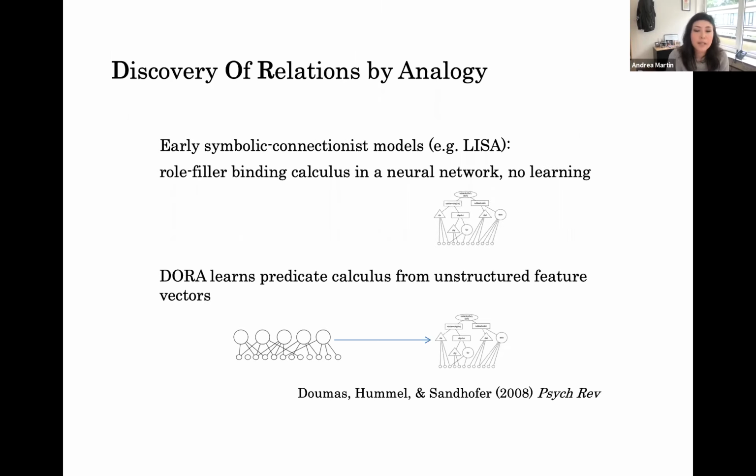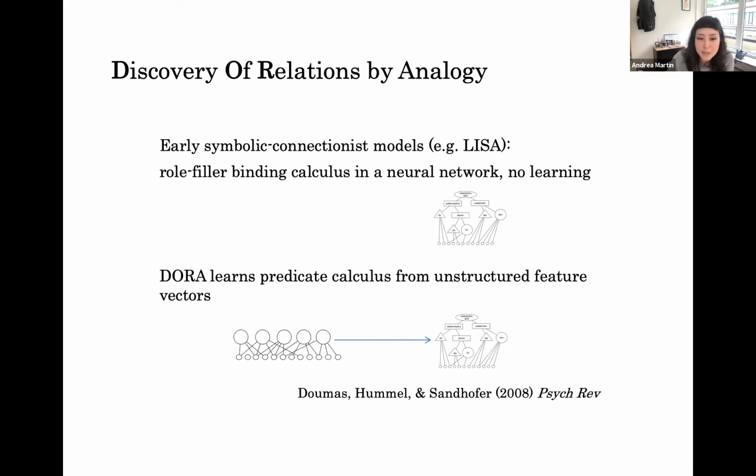Clearly, it's a symbolic connectionist model. As I said already, early symbolic connectionist models like LISA were really focused on how you represent a symbolic system in a neural network, so not so much on how you get it in there. And DORA was interested in ultimately getting to that predicate calculus, but how do you get there from having no structure at all? Like I said, a wonderful other topic for another day, how DORA learns a predicate calculus from unstructured feature vectors.